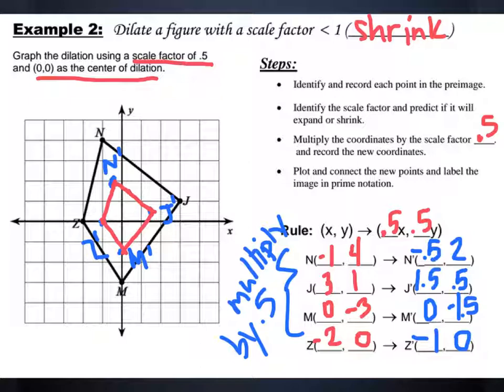We're going to work on scale factors quite a bit next week. Make sure you have all of this taken care of before we start on Monday.